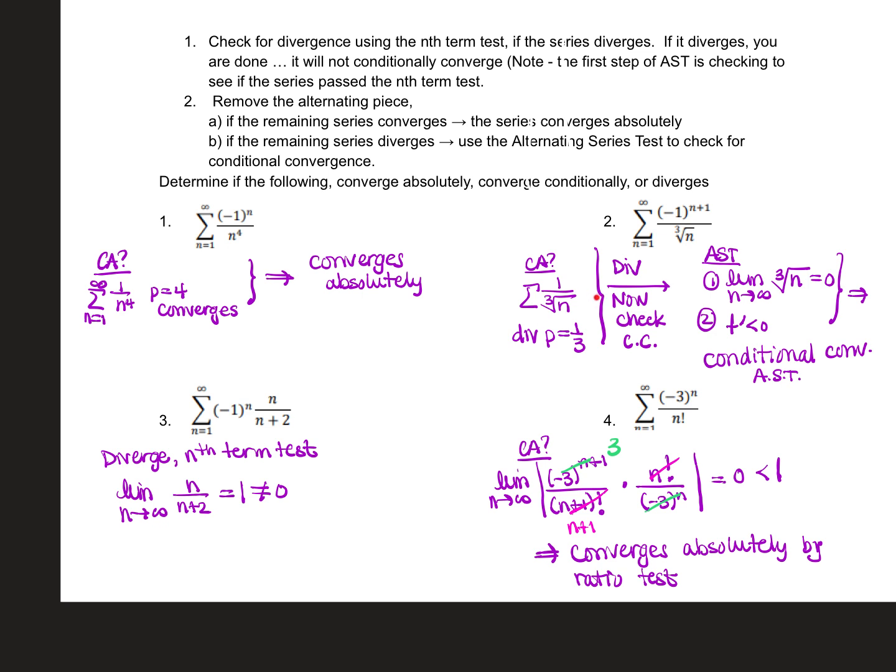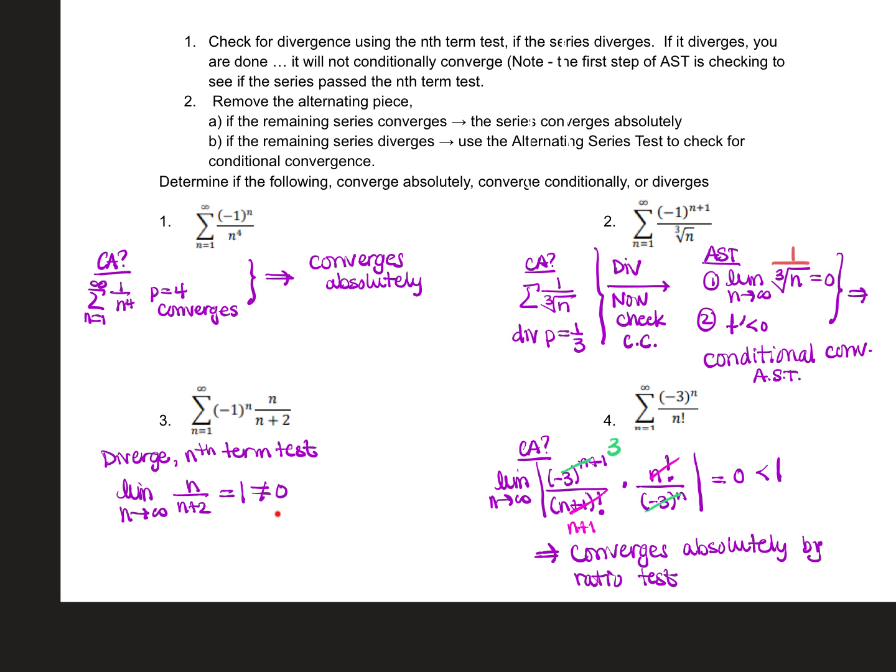So since that diverges, now we're going to check for conditional convergence. The only test that checks for conditional convergence is AST. So the limit is equal to 0. Sorry, there's a little typo on that one. Let me fix that real quick. This should be 1 over that is equal to 0. And f prime is less than 0. So therefore it converges conditionally by AST.